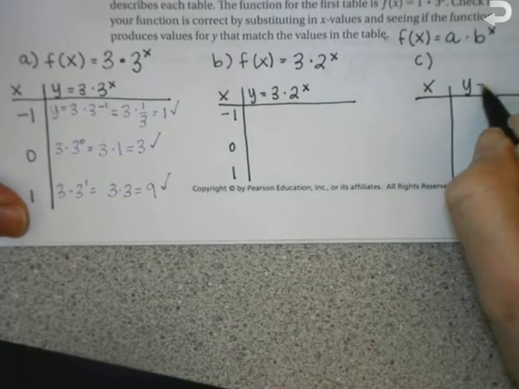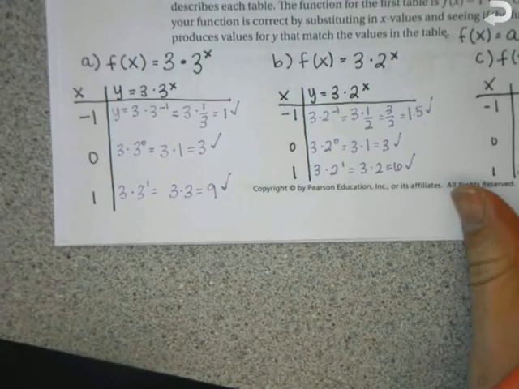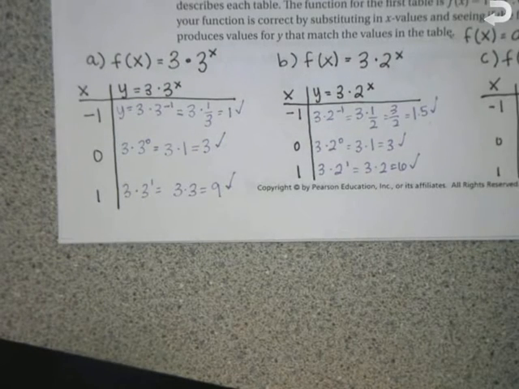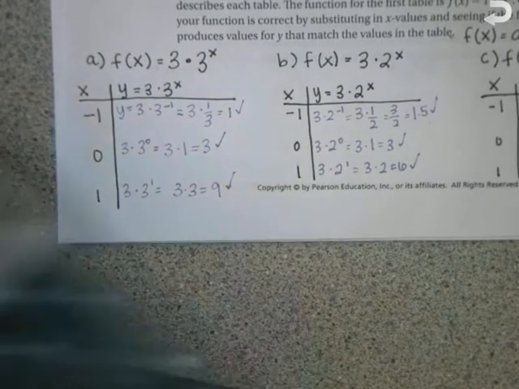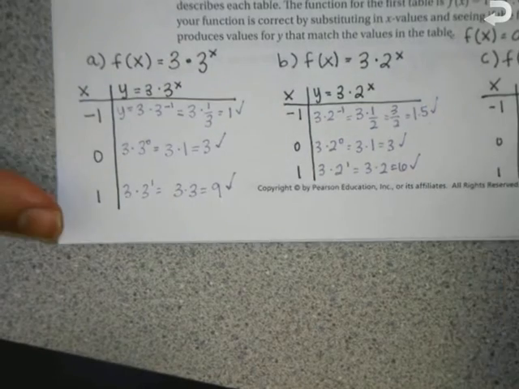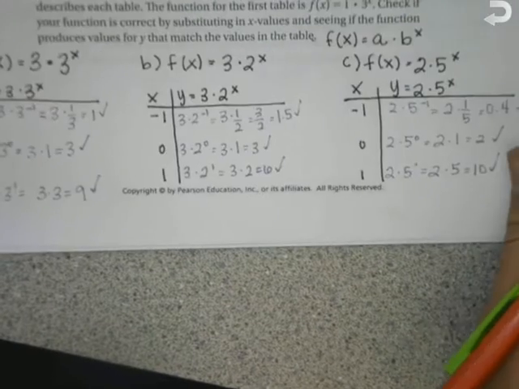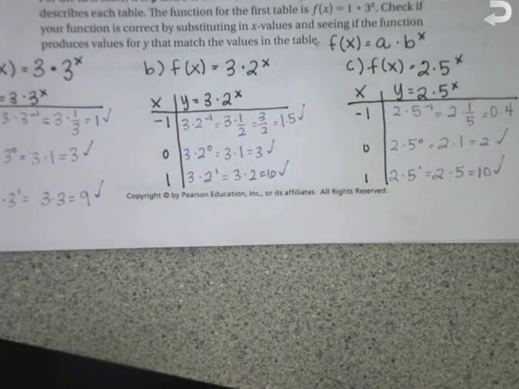Okay. Our equation for part B checked out when you plugged everything in. What did you guys get for the equation for part C? F of x equals 2 times 5 to the x. And did that one check out? Yes, good job. Okay, that's 5.2.